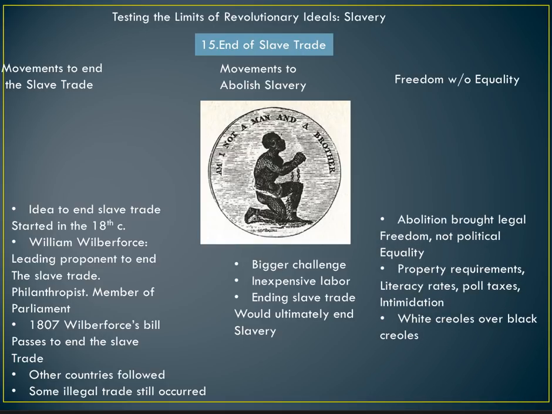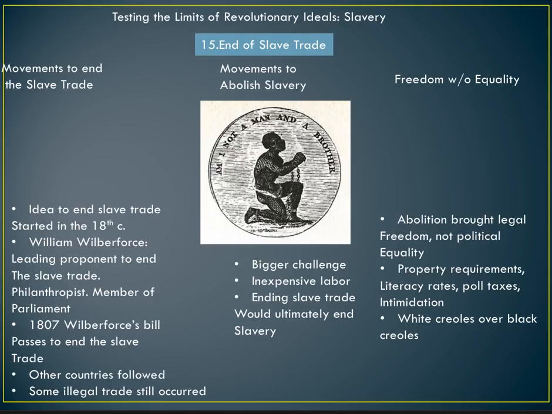So abolition, the freedom without equality. Abolition brought legal freedom, but not political equality. So meaning, yes, legally you're free, but that doesn't necessarily mean that you're going to have the same rules applied to you under the law. You see property requirements, literacy rates, poll taxes, intimidation, all these things existed to kind of keep black people in their place during that time.